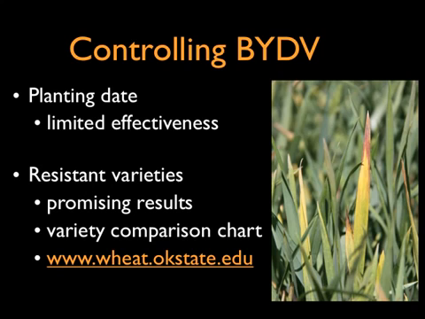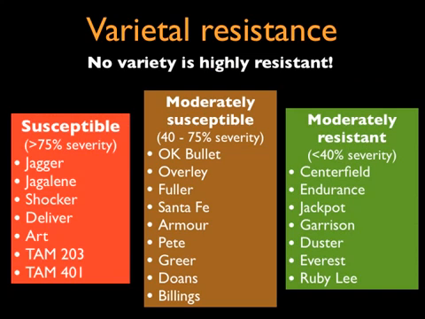Resistant varieties is another approach that can be taken, and there are some promising results with this. If you look at the variety comparison chart that's produced by Oklahoma State University, you can see on it that there are really three different reaction types of the varieties. There's a group that are very highly susceptible to barley yellow dwarf, a moderately susceptible group, and then there is one group that's moderately resistant.